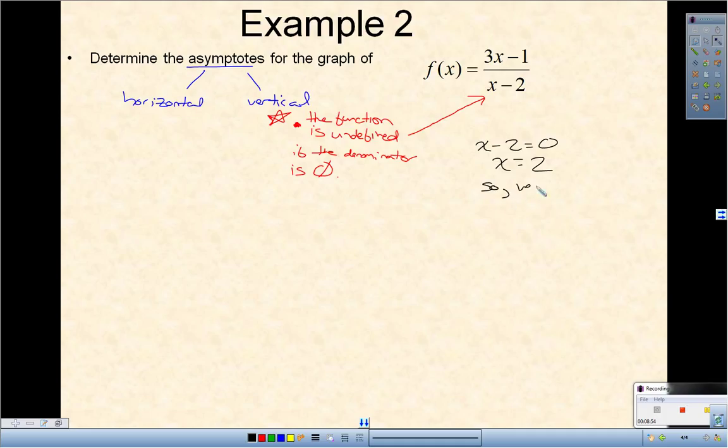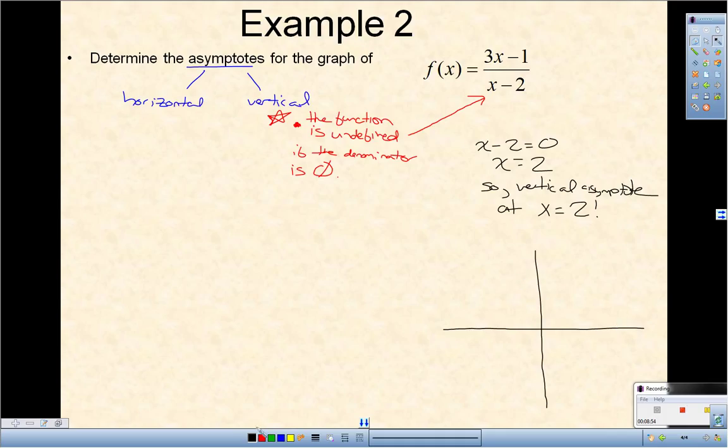So this means that there is a vertical asymptote at x is equal to 2. Okay, alright, so then I'm just going to draw this situation. So at x is equal to 2, 1, 2, there is a vertical asymptote right there. Alright, now, horizontal asymptote. This one's a little bit harder, but there's actually just some rules for it. So once you have the rules, you'll be okay.